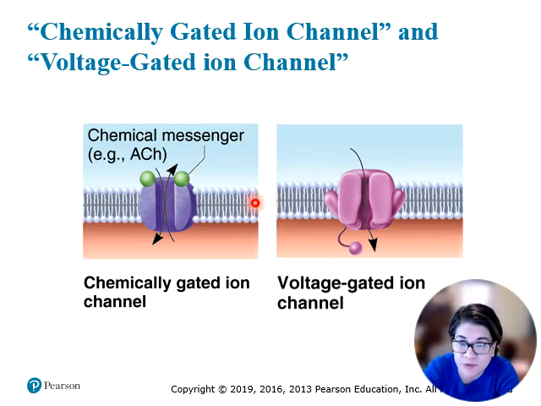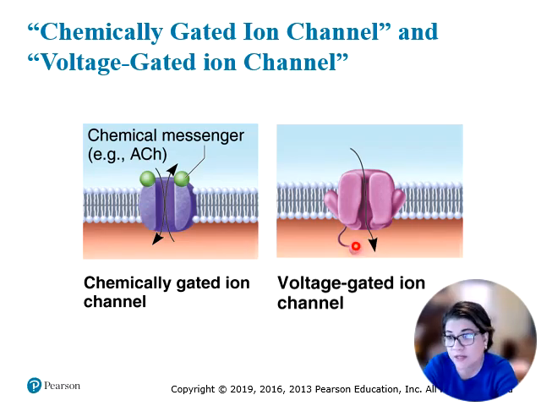So here's your cell membrane. These ions are trying to get in or out, but they can't because they can't get through these phospholipids. And so you're going to have this chemical messenger that's going to bind to this gate and cause it to open and let the stuff in or out.